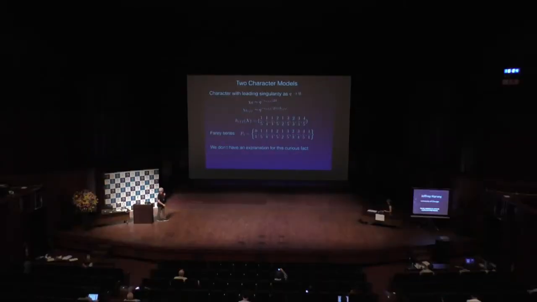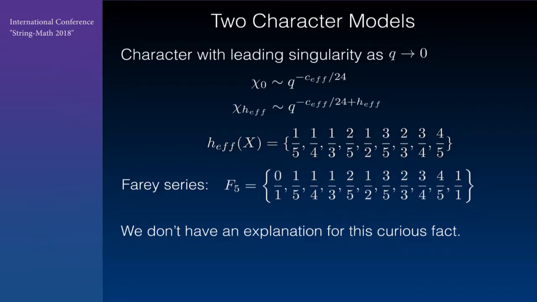There's one curious fact which I can't resist mentioning about these two-character models with L of W equal to 0. If you write for the vacuum character that it goes as q to the minus c effective over 24, there's only one of them that's non-unitary, but in order to have a uniform description, it's nice to write it in terms of c effective.